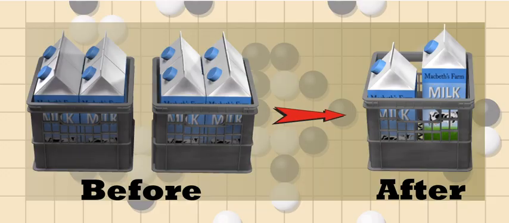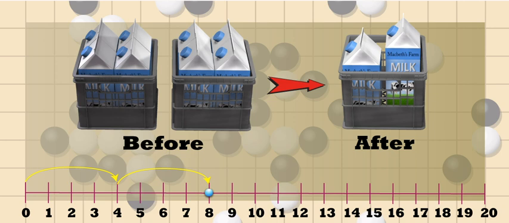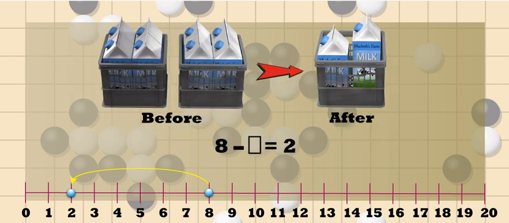The school cafeteria had 2 crates of milk cartons, as shown on the left. After lunch, there were only 2 cartons remaining. Write a subtraction sentence that shows the usage of milk cartons. Let's first determine how many cartons there were before. There are 2 sets of 4, so we skip count to get to 8, as shown below. From 8, we skip down to 2. So the subtraction equation looks like this: 8 minus blank equals 2.